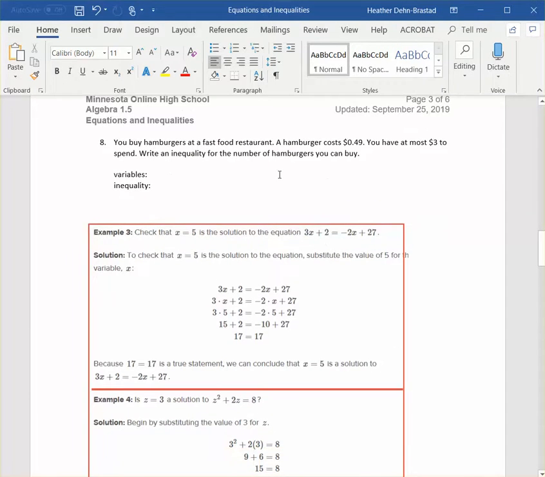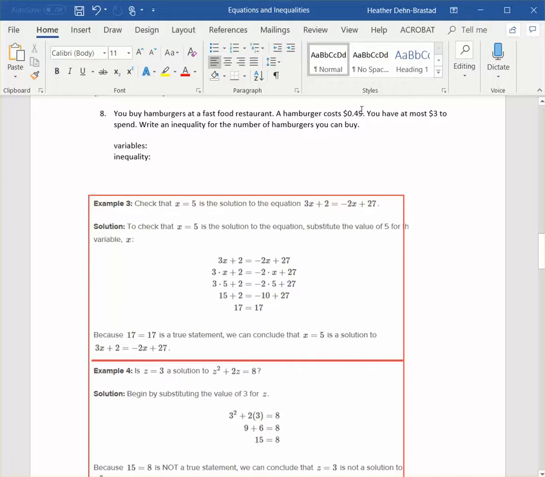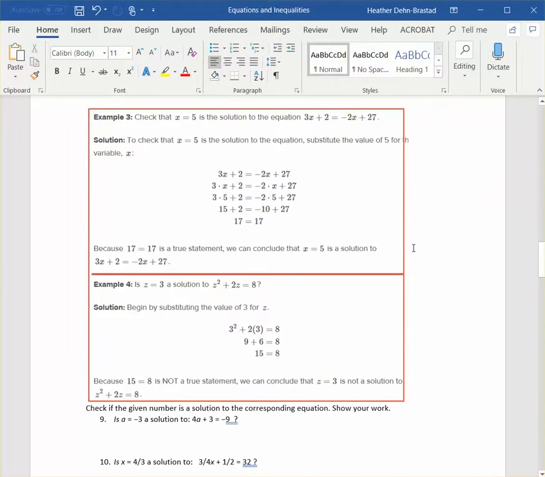Here's another hamburger question. That one's a different price. 49 cents per hamburger. We went back to the past. All right, then the next part here, we are going to check if we have a solution.